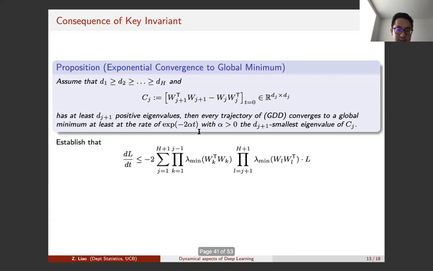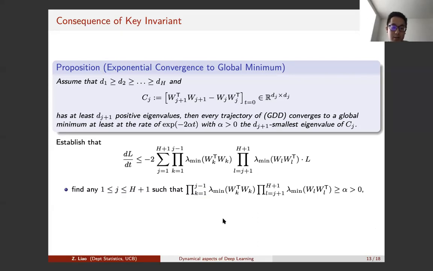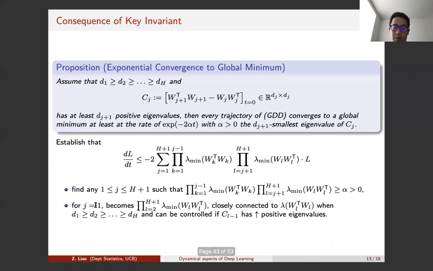Okay, so to show this, we can establish the following differential equation. So with a loss function here, which is positive or 0, it remains to bound the following product of the minimum eigenvalues of all these matrices. In fact, we would like to find a lower bound that is strictly positive. Okay, and to do that, it remains to consider, for example, the case where j equals 1, and then this becomes the product of the minimum eigenvalues of all these matrices.